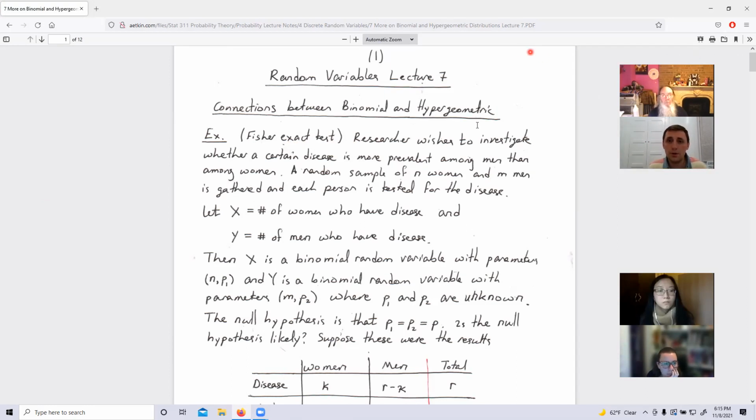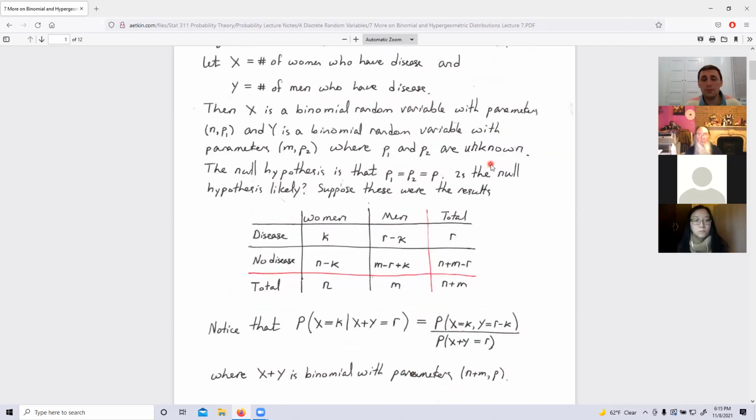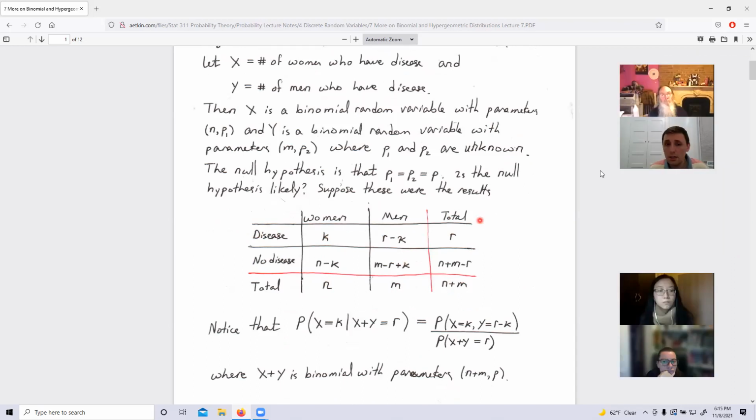Suppose that what you have is this table. You have a total of n plus m people. You have n women and m men. And you look at this disease and you see that k women have the disease and r minus k men have the disease, for a total of diseased people r. And then no disease is the same thing. You break n plus m into diseased and not diseased, and then each category, m and n, you break into the same thing. Good.